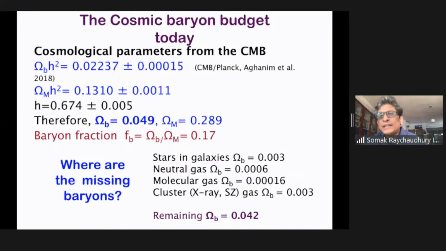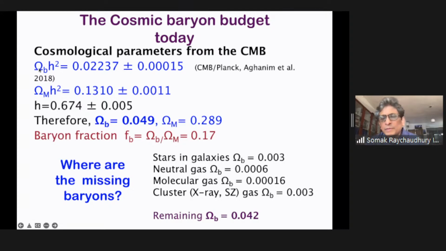Now, here's an interesting idea. So we know from the CMB measurements, and of course, you've had lectures on cosmology, you know what the cosmic microwave background is. And we know that the cosmic microwave background fluctuations can be fit by models from which you can find some basic parameters. And one of the basic parameters that can be found from the CMB is the omega in baryons, which means the fraction of the density of the universe which is in baryons.